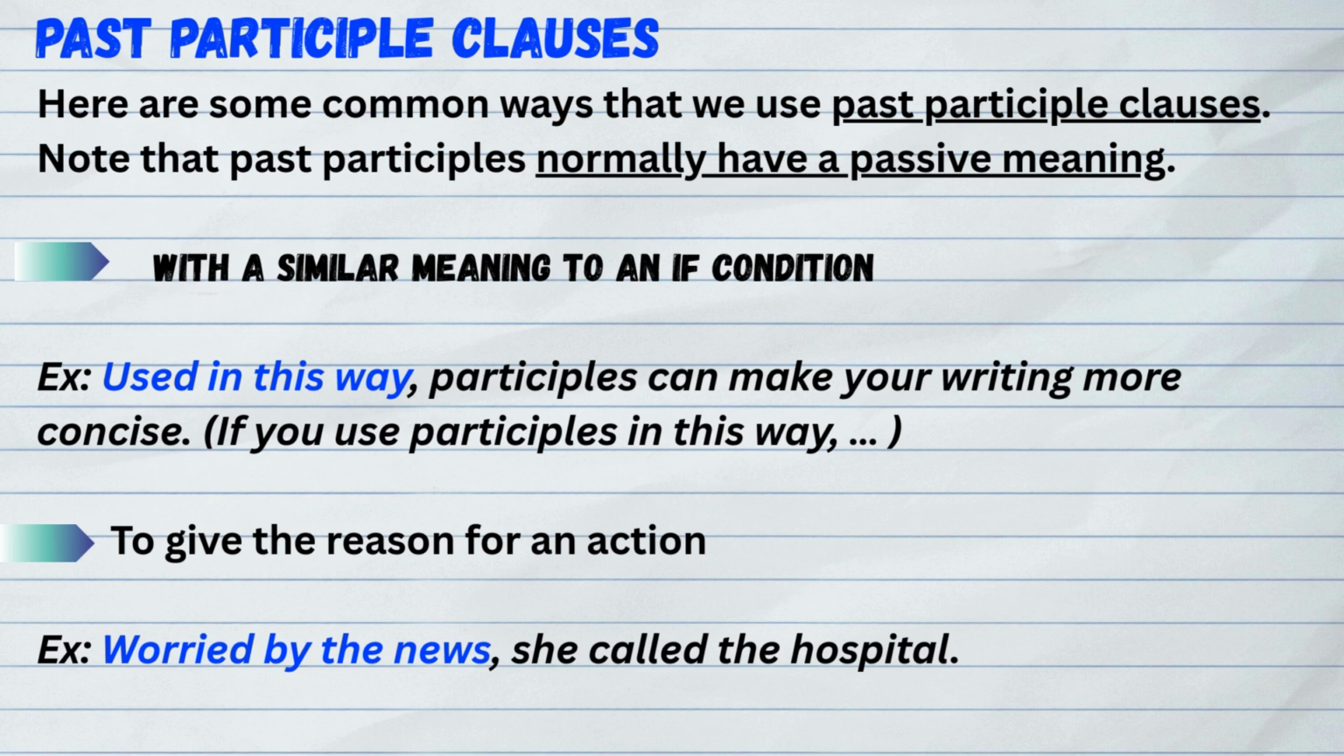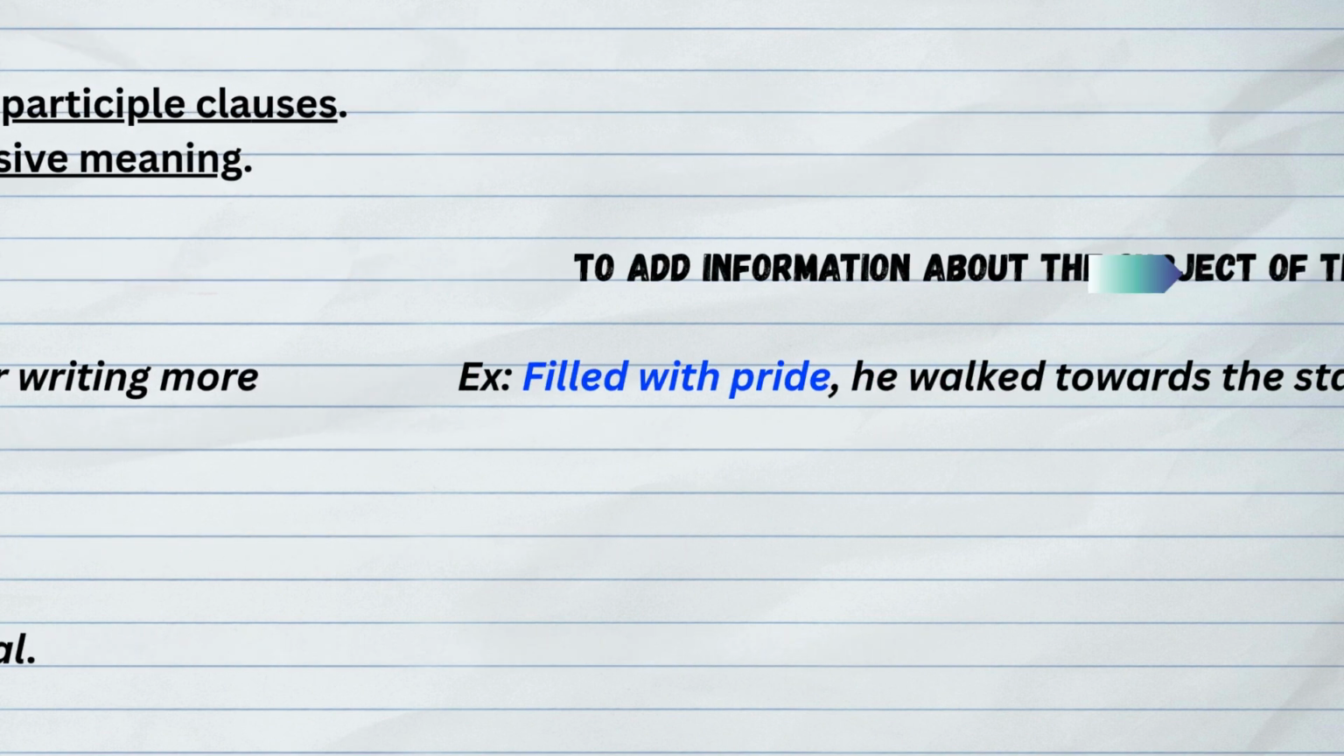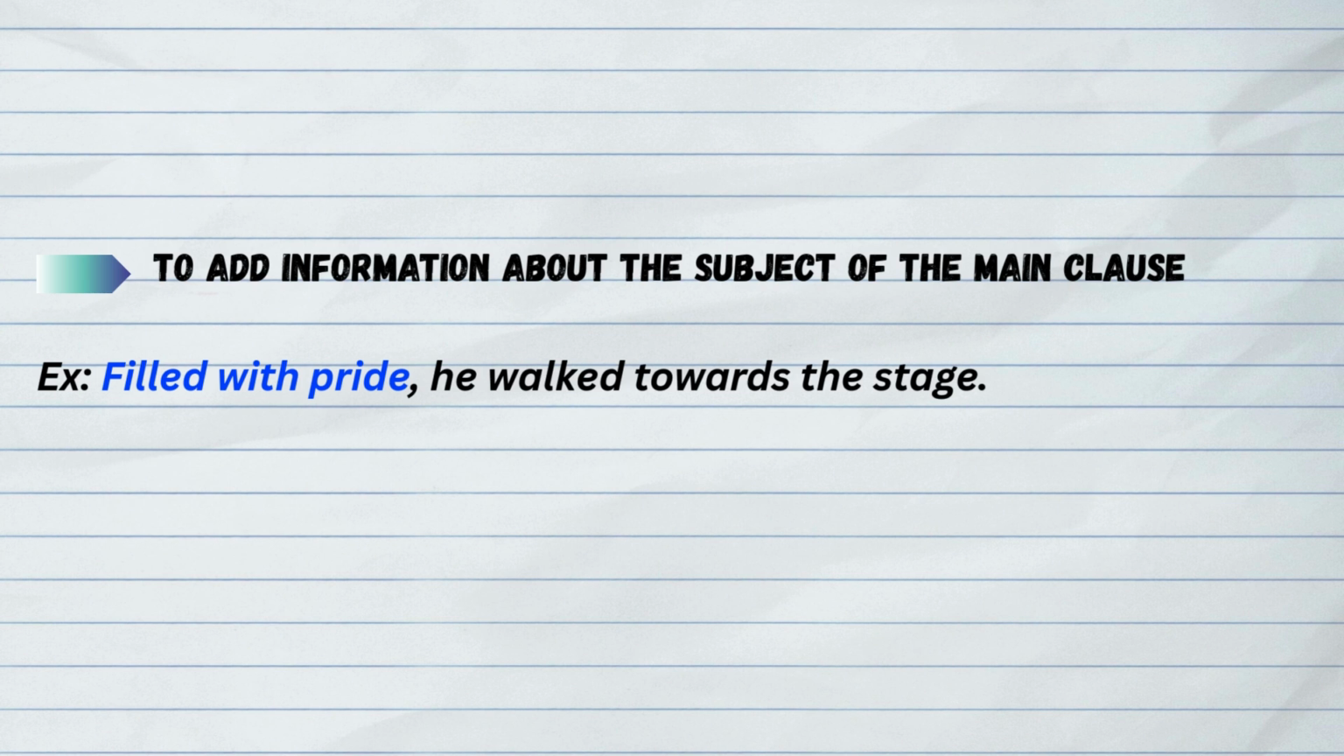You can use participles in this way to give the reason for an action: worried by the news, she called the hospital. To add information about the subject of the main clause: filled with pride, he walked towards the stage.